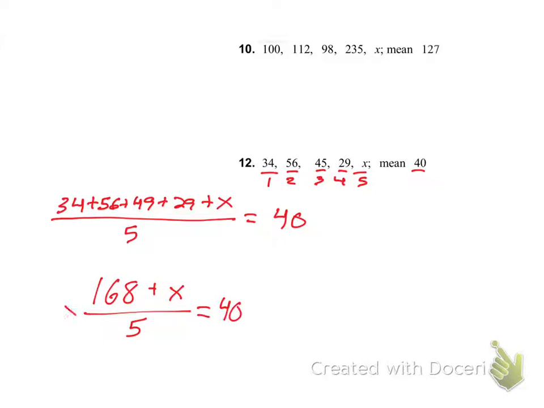So I'm going to multiply each side by 5. And that's going to cancel that out. So then 40 times 5 is 200. So 168 plus x is equal to 200. I'm going to minus 168 on each side. So 200 minus 168.